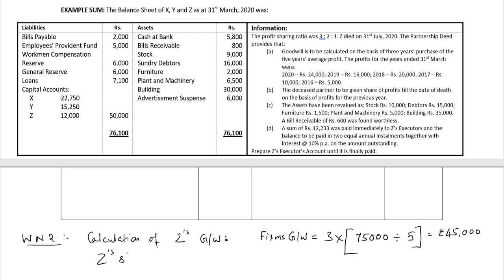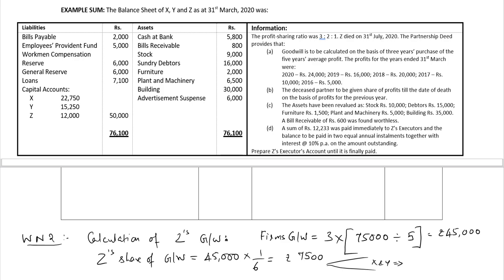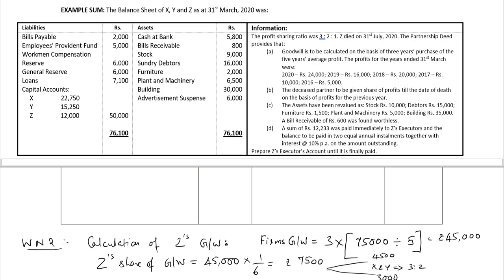Z's share of goodwill equals 45,000 rupees firm's goodwill multiplied by Z's share in profits, which is 1 divided by 6, and we get 7,500 rupees. Now this has to be debited to the gaining partners X and Y in their gaining ratio. There is nothing specified, so the gaining ratio between X and Y is equal to the old ratio between them, which is 3:2. So X needs to be debited with 4,500 rupees and Y needs to be debited with rupees 3,000.